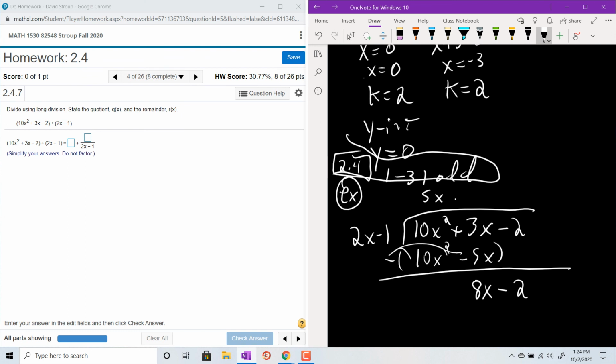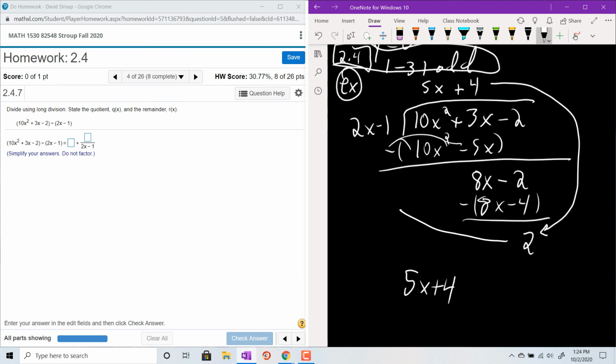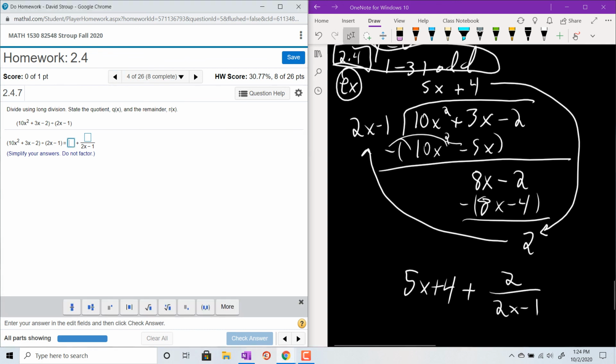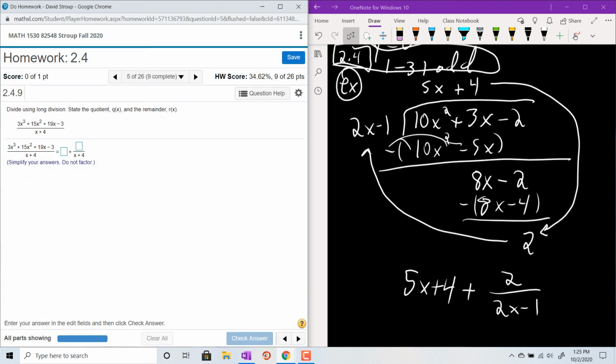So what times 2x is 8x? Well, that will be 4. So you'll have 8x minus 4. Then you got to subtract. So I'll have 8x minus 8x, 0. Negative 2 plus 4 is 2. And so my answer should be 5x plus 4, and you're doing this kind of clockwise rotation, plus the fraction 2 all over 2x minus 1. Okay? And you just go over here and type it in. 5x plus 4, you just put a 2 up there. Let's make sure I'm going to make sure it's right.